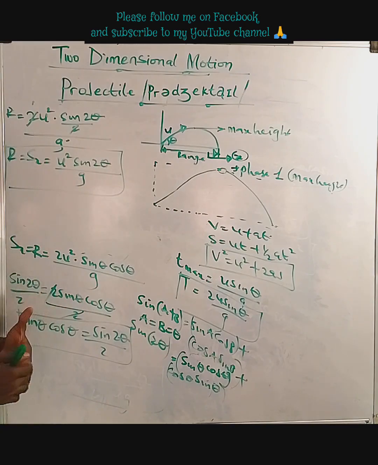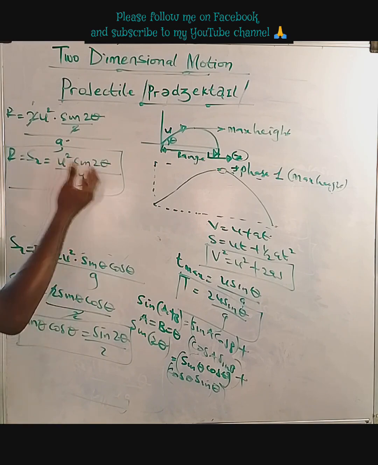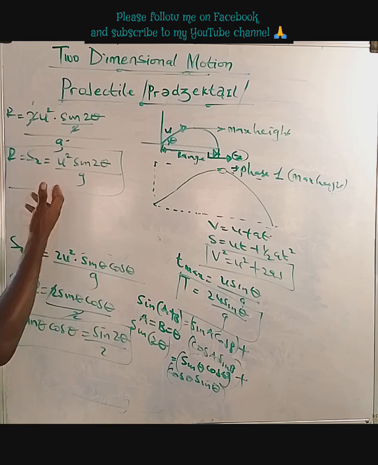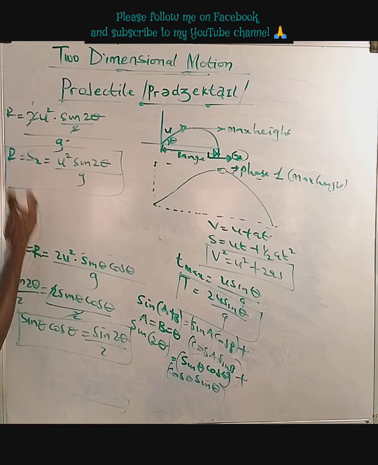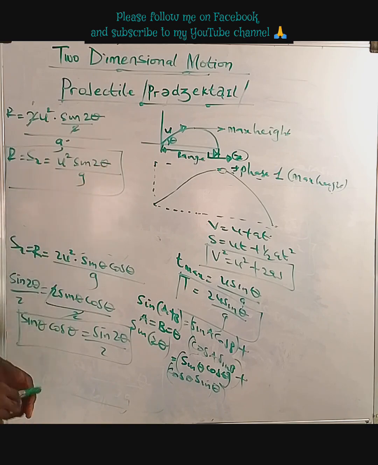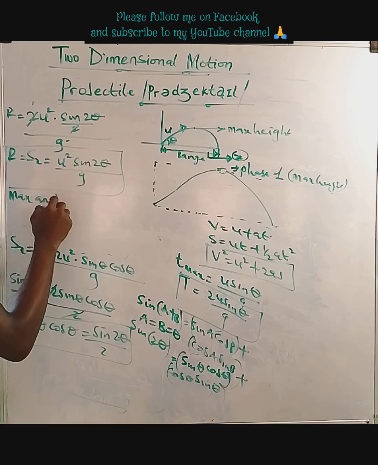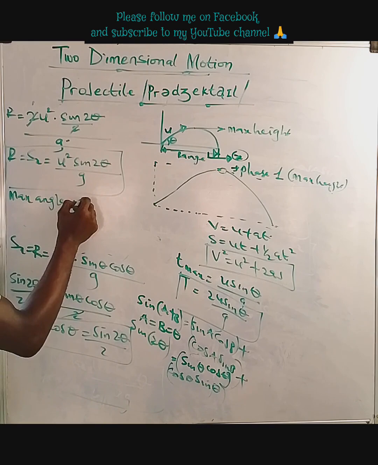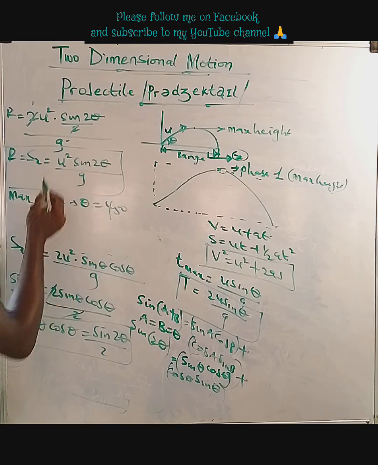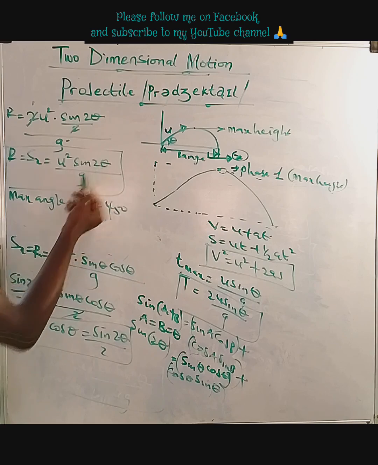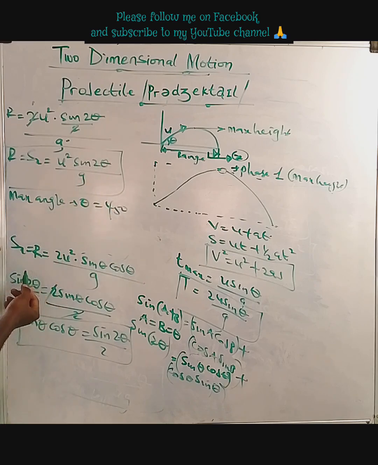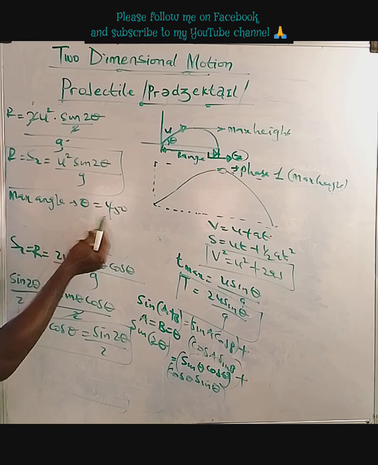So if you want to solve for range, all we have to do is, they'll give you the angle and the initial speed. So there's a perfect formula: the square of the initial speed times sine 2 times the angle over gravity. And that's why there's a max angle. The max angle of projection is always 45 degrees for range. So it's u squared sine 2 times 45, which is sine 90, over gravity. So the range is going to just be u squared times 1 over gravity.